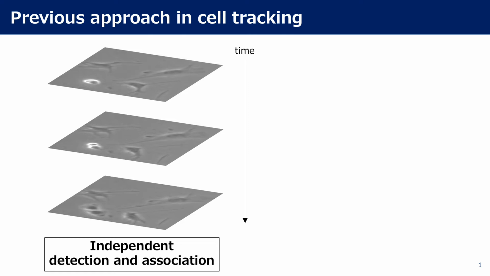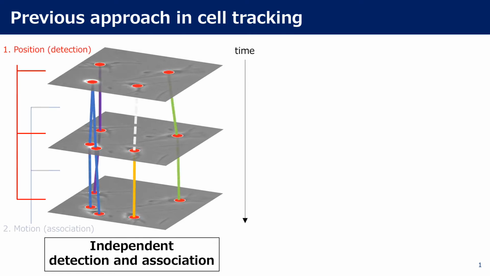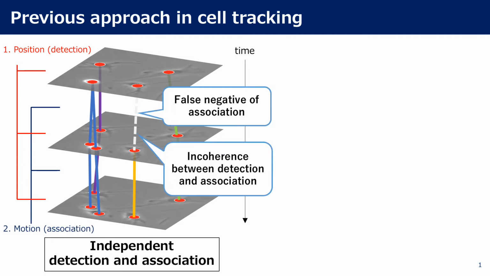State-of-the-art methods provide tracking by independently estimating cell position and motion. In this approach, there may be incoherence between detection and association. It may affect the tracking performance.